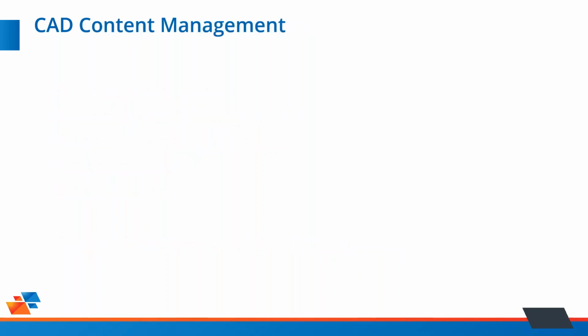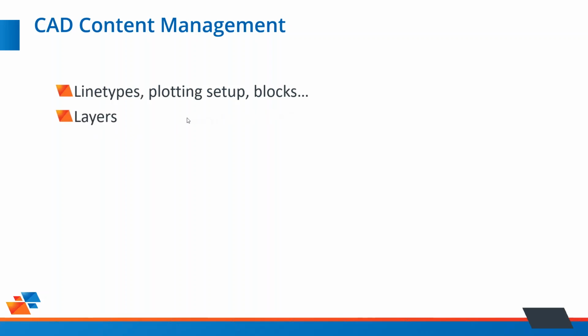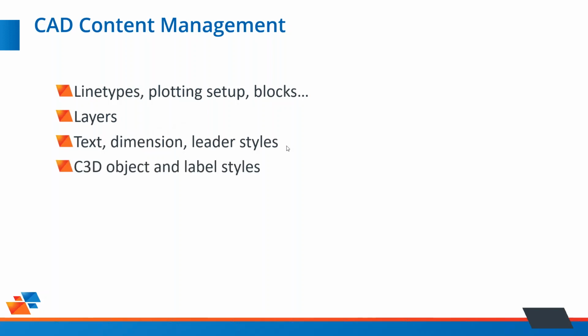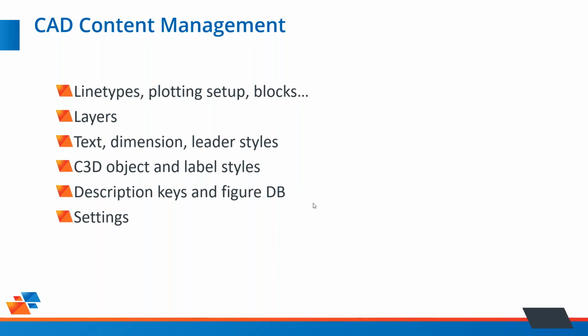Now, what's involved in all these files? I'll call all that stuff CAD content, okay? Some of the most fundamental stuff, line types, plotting setups, blocks. We've got layers, certainly in any AutoCAD-based platform, including just vanilla AutoCAD. We've got AutoCAD text, dimension, and leader styles. And we've got a whole boatload of Civil 3D object and label styles, commonly well over 1,000 of those in a given template. And then you've got big table interfaces for like description keys in your figure prefix database for survey workflows. And then you've got all sorts of settings.